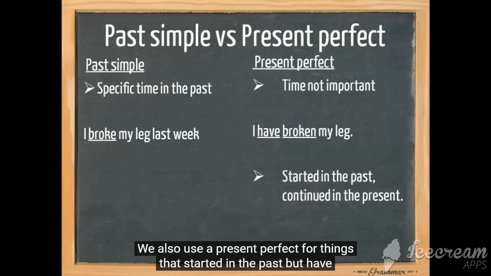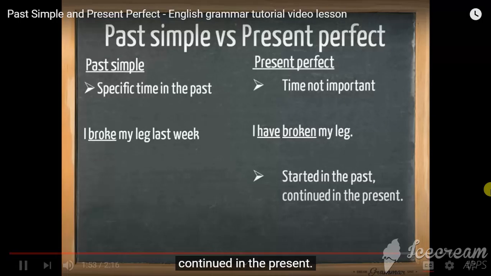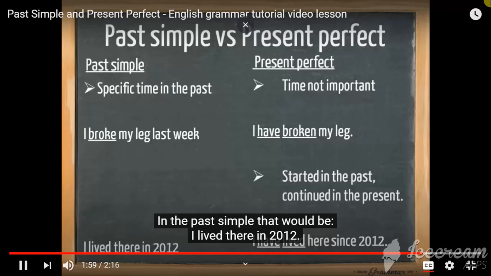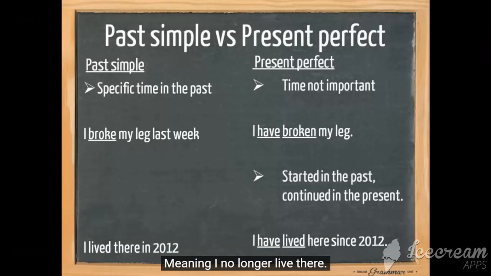We also use the present perfect for things that started in the past but have continued in the present. For example, I've lived here since 2012. In the past simple, that would be I lived there in 2012, meaning I no longer live there.